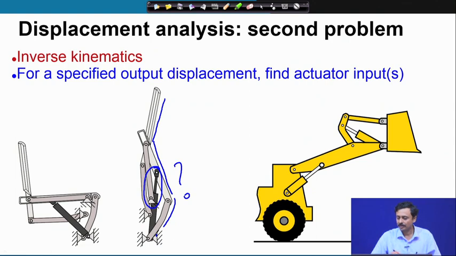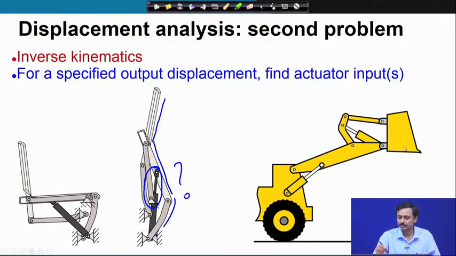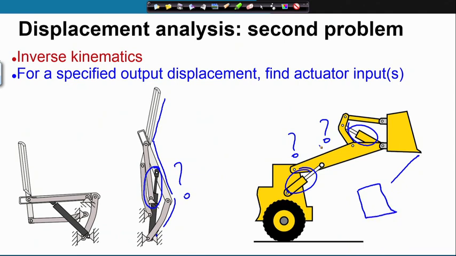Or if I want to specify the location of the bin at a certain position and orientation, what should be the actuator inputs? So, this is the inverse kinematics problem.